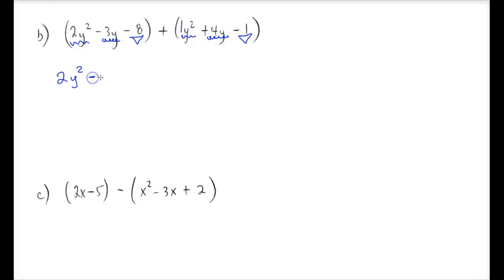So 2y squared plus y squared goes together. Minus 3y plus 4y goes together. And negative 8 minus 1 goes together.